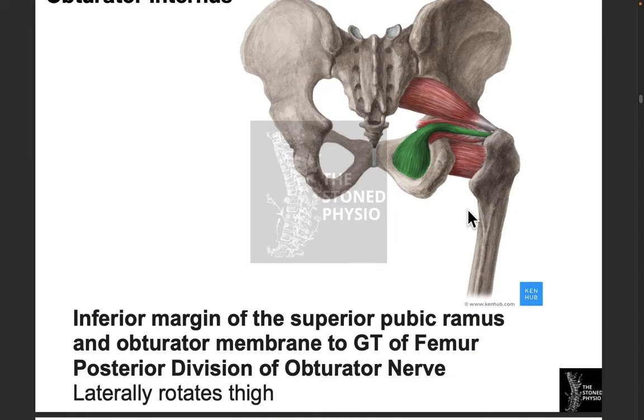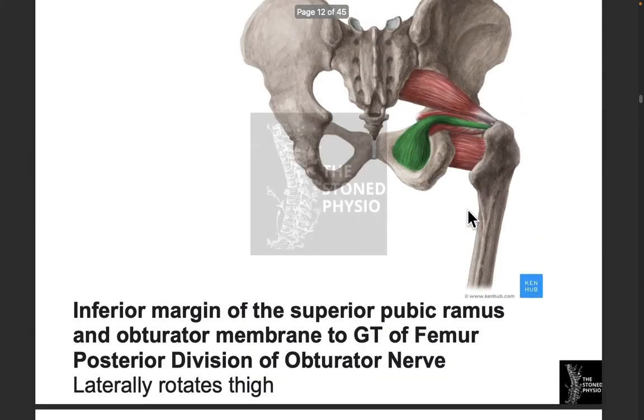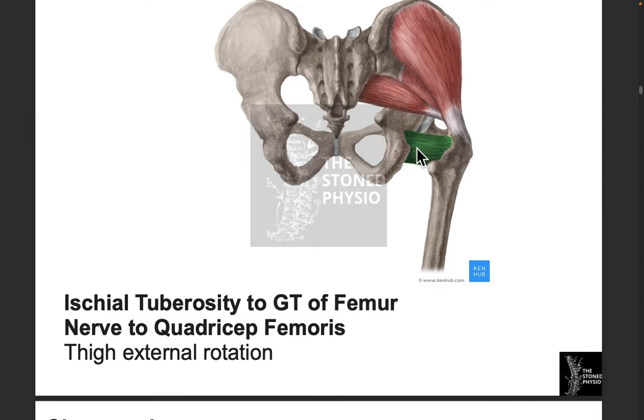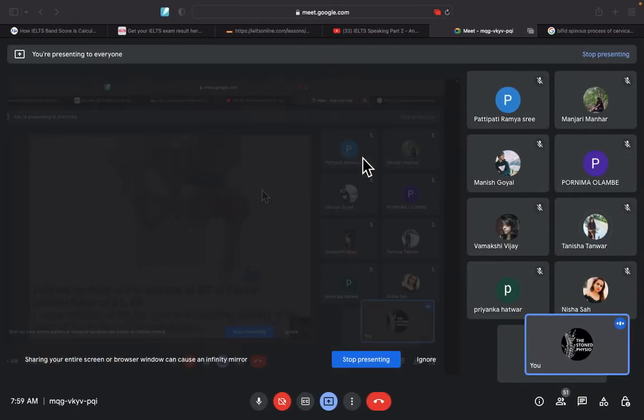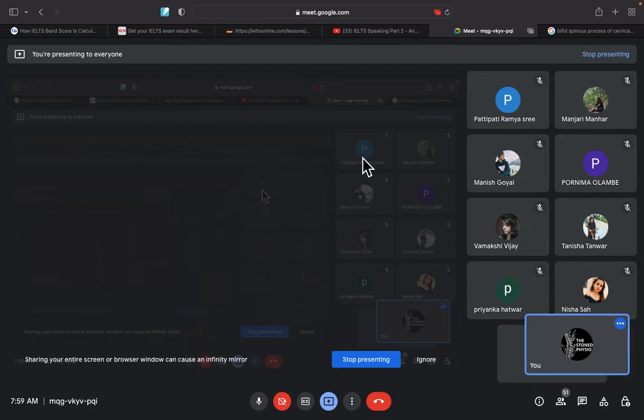Except that we can see the quadratus femoris is a bit lower than the GT, but still in books it is written as GT. But more or less we can say that all these muscles have their attachment on the greater trochanter of the femur only. Okay. Any doubts from anyone about muscle attachments? Okay, and the major action of all these that we talked about, that was... No, sir. Okay.